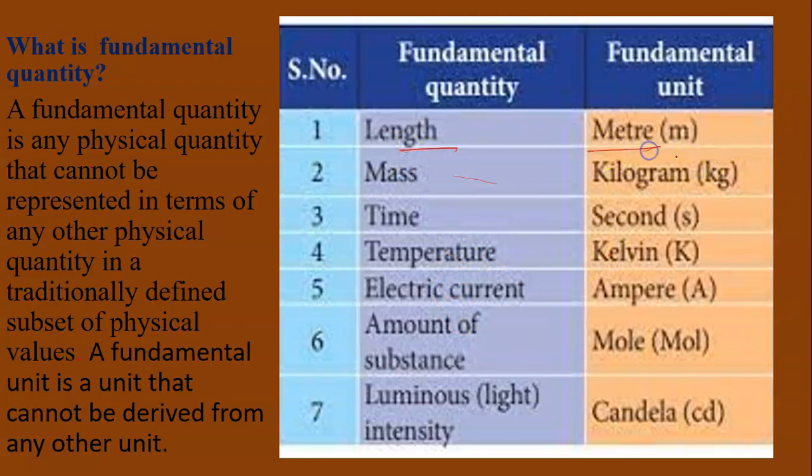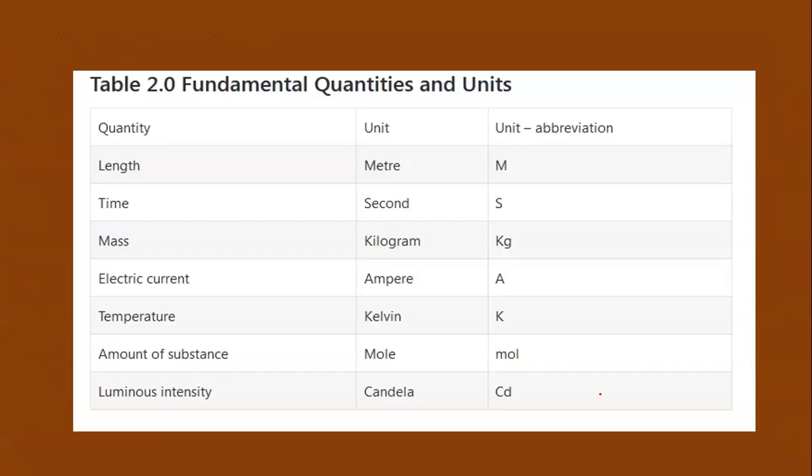The length, the unit is meter and denoted as m. Mass, unit kilogram, denoted as kg. Time, seconds, s. Temperature, Kelvin, K. Electric current, ampere, capital A. Amount of substance, mole, mol. Luminous intensity, candela, cd. Alright, so this table summarizes all the fundamental quantities that we have and their unit abbreviations. As we said earlier, the meter, m, for length, all the way down to luminous intensity, which is the candela, cd.